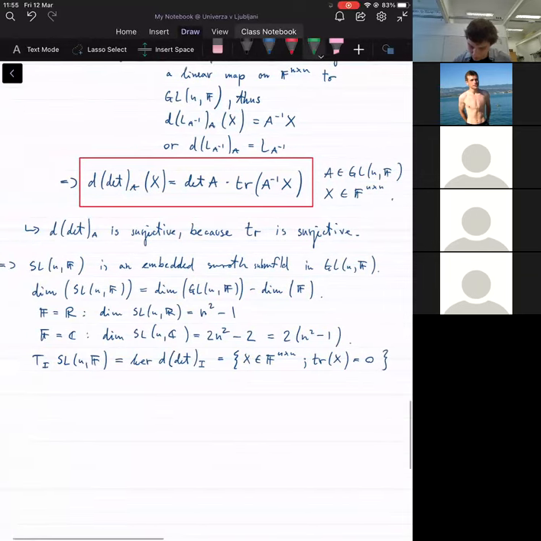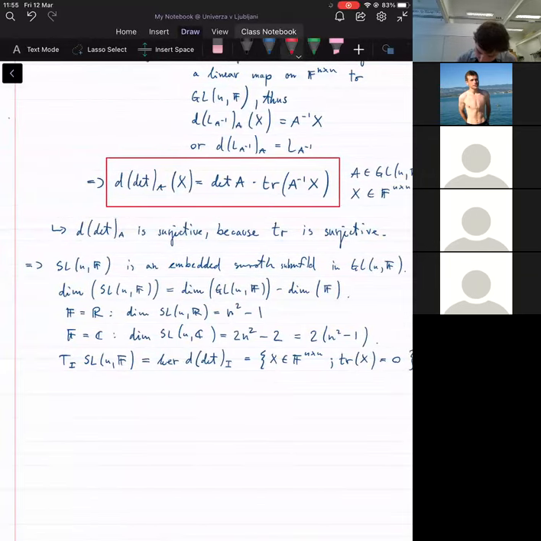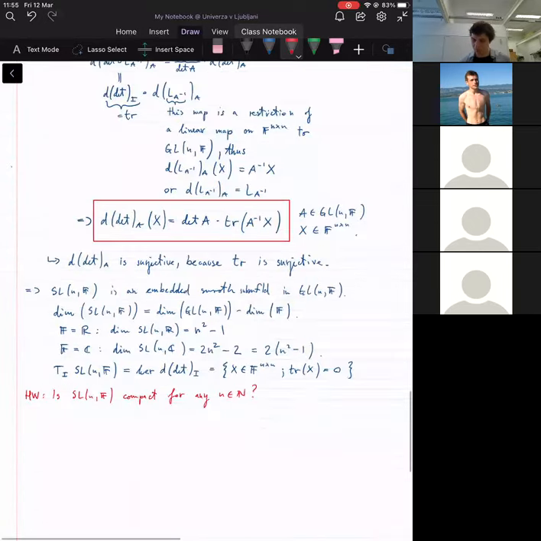Okay, so homework here is: SL_n F compact for any n. You may think about this.